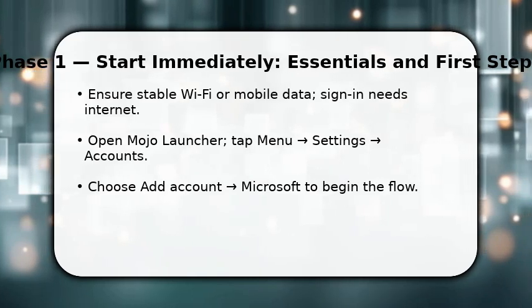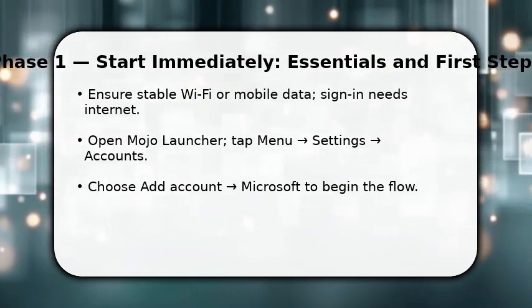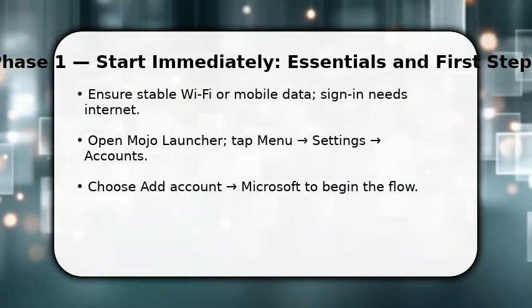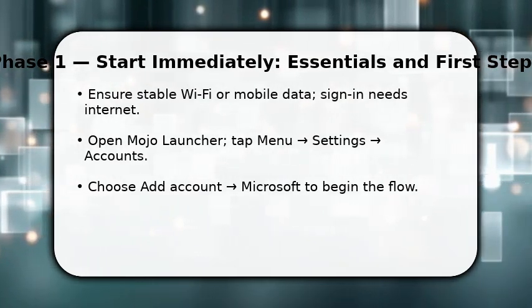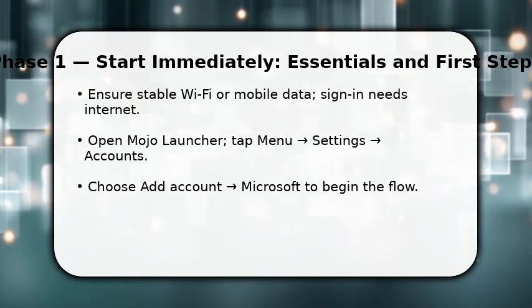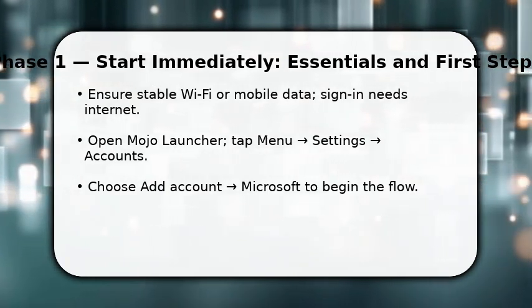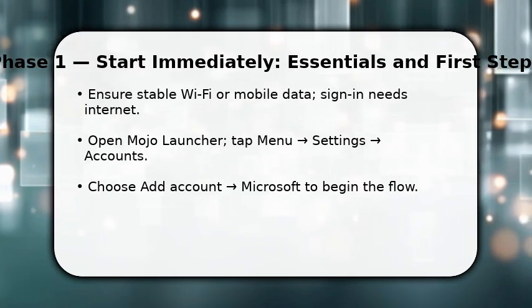You begin by confirming a stable internet connection. Sign-in requires it. Once connected, open Mojo Launcher and go straight to menu, right arrow, settings, right arrow, accounts. No detours. Tap Add Account and select Microsoft. This starts the only supported path inside the app.